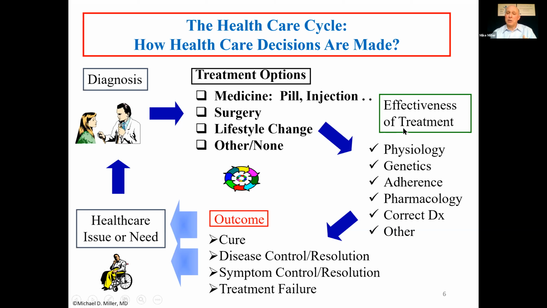And how effective it is depends on a variety of factors: their own genetics or physiology, the pharmacology if it's a pill, was it the correct diagnosis? And there are other factors. And then what happens? Were they cured? Was the disease or symptom controlled or resolved? Or was it a treatment failure, maybe because it was an incorrect diagnosis? And then this process can go around for each kind of healthcare need.